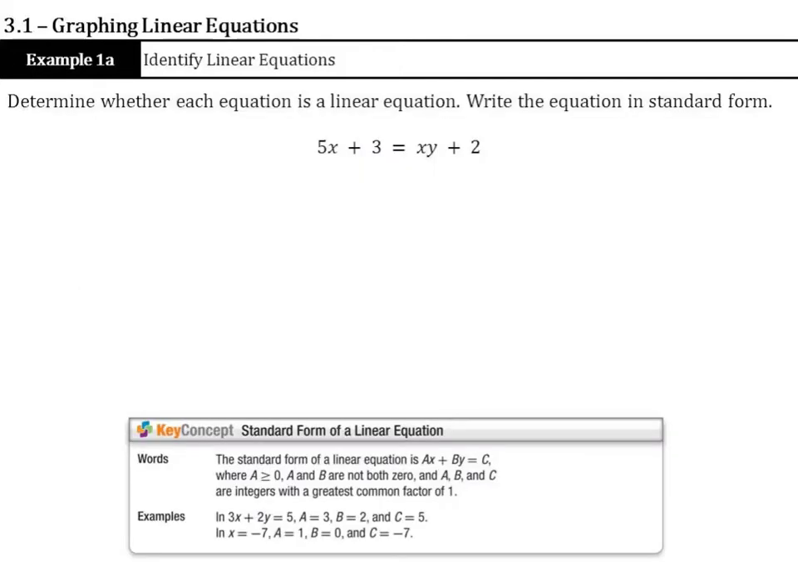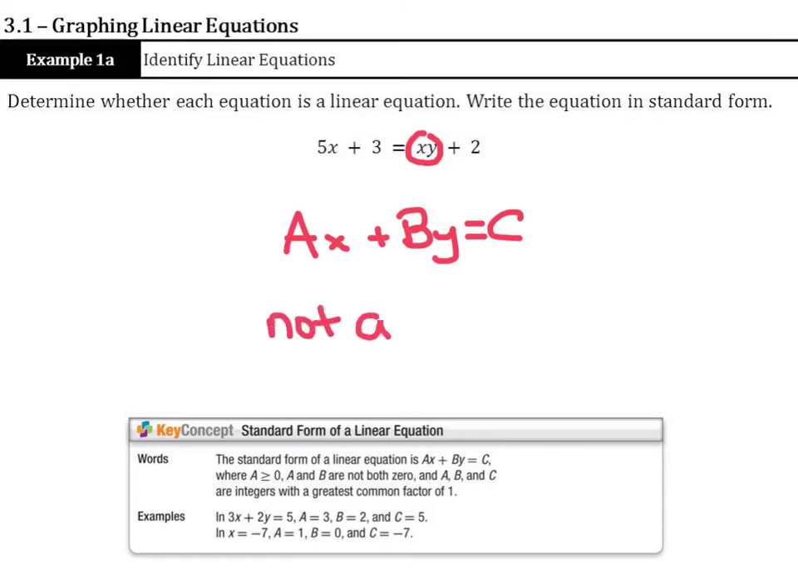First, we'll determine whether each equation is a linear equation and write the equation in standard form, if it is a linear equation, that is. Now, in 5x plus 3 equals xy plus 2, actually we have an xy here. And since the term xy has two variables, it cannot be written in the form ax plus by equals c. Since we cannot do that, this is actually not a linear equation.